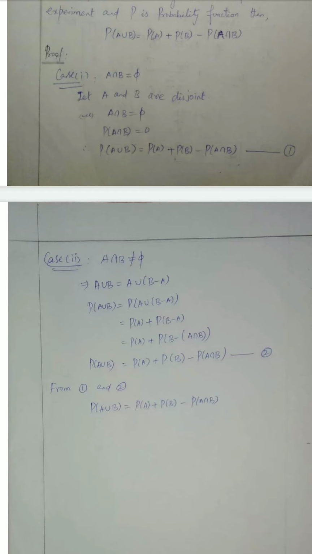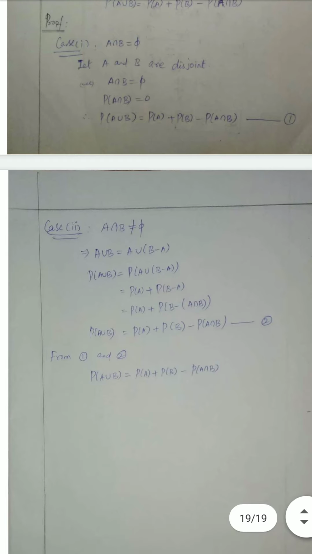Therefore, P of A union B equal to P of A plus P of B minus P of A intersection B. Therefore, from these two cases, we get P of A union B equal to P of A plus P of B minus P of A intersection B.